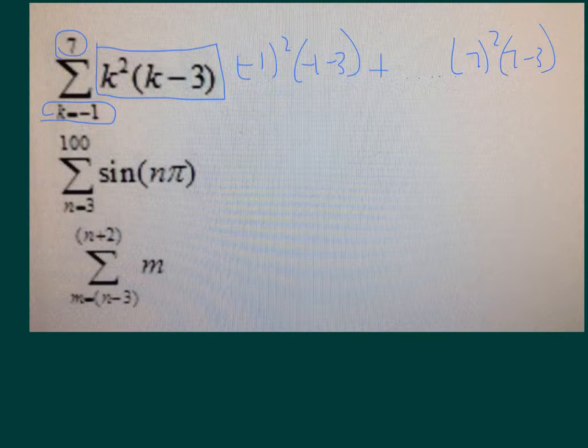You're going to add all those answers up, and that will give you the sum. So for something like this one, which is a little bit different, we've got n equals 3 up to 100. And you notice we've switched from k to n, and usually what we see is letters from the middle of the alphabet, like k or n or m there.